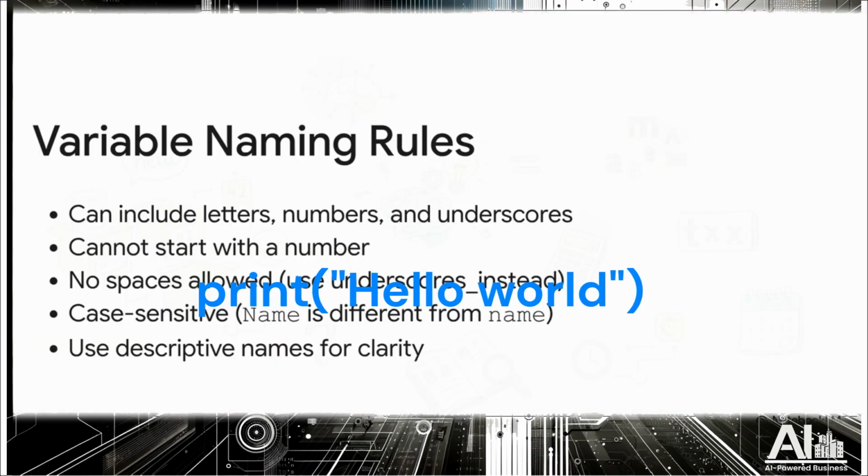Now, you can't just name these containers anything you want. There are a few rules, but they're pretty straightforward. You can use letters, numbers, and underscores, but you can never, ever start a variable name with a number. Also, no spaces. That's a big one. If you have two words, you connect them with an underscore, just like first_name. And finally, remember that Python is case sensitive. That means name with a capital N and name with a lowercase n are two totally different variables.